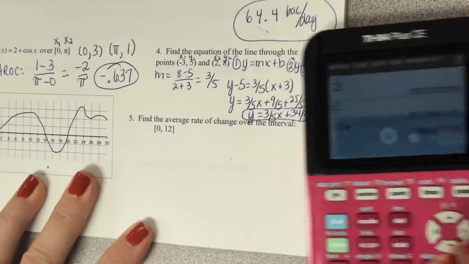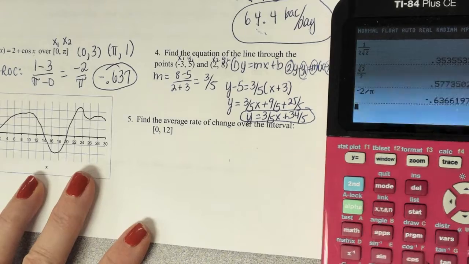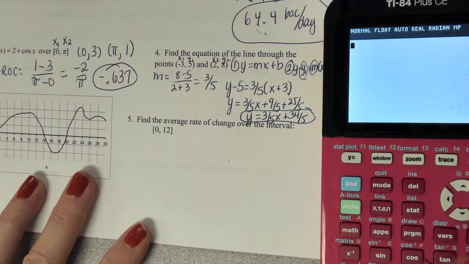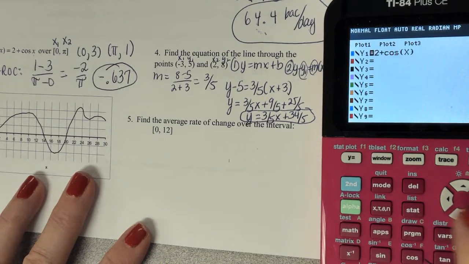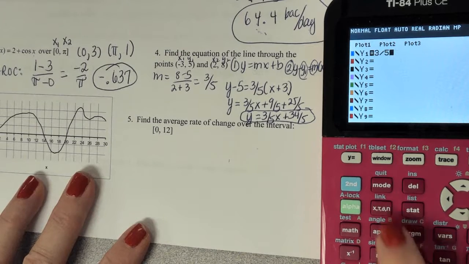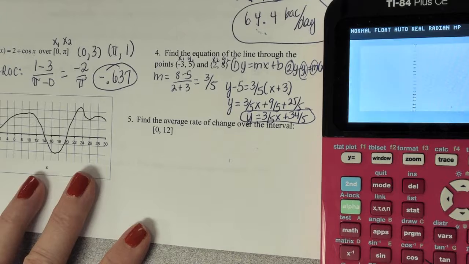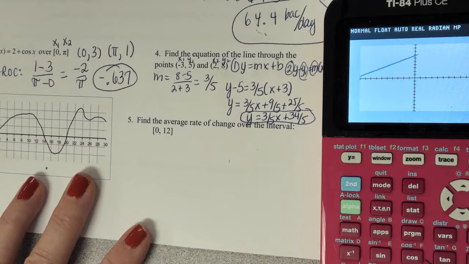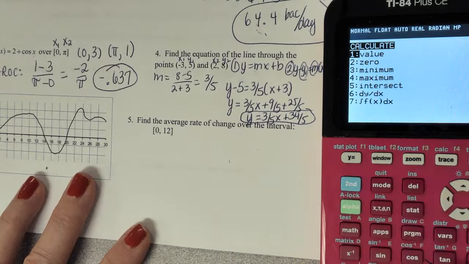Now, if I'm taking a test, a lot of people think, well, I can't check a line on my calculator. But you really can. If I go into y equals, and I type this in, how can I check it? Okay, second trace and do what?